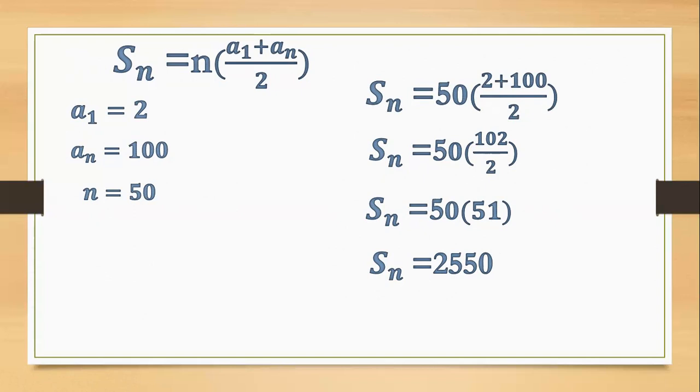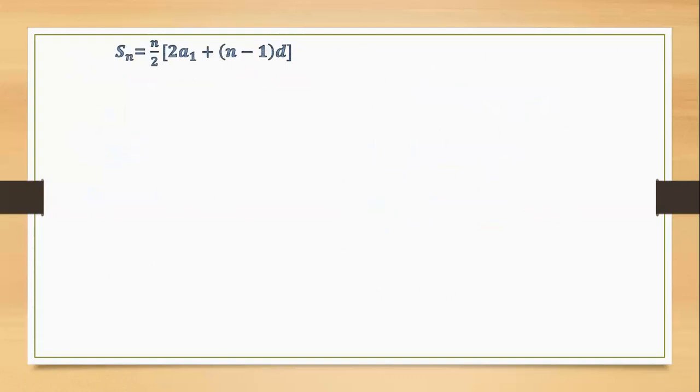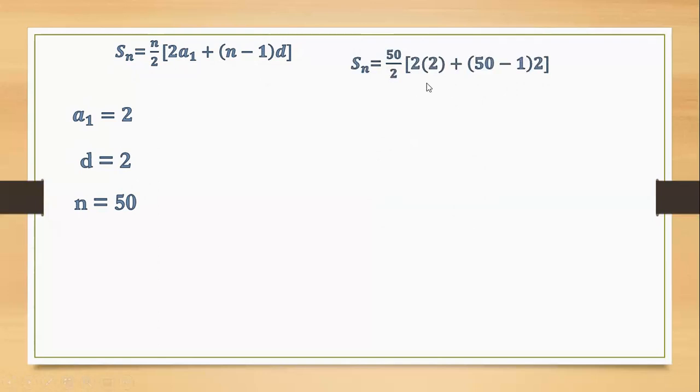Now, let's use the second formula. S sub n equals n over 2 times the quantity of 2a sub 1 plus n minus 1 times d. The givens: a sub 1 equals 2, difference equals 2, number of terms n equals 50. Substitute the values: n is 50, a sub 1 is 2, difference is 2. Next, 50 minus 1 equals 49. Just copy S sub n equals 50 over 2 times the quantity of 2 times 2 plus 49, and copy 2.